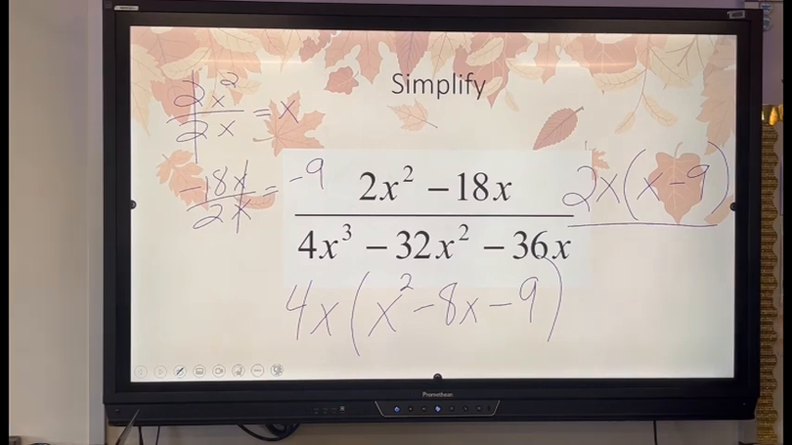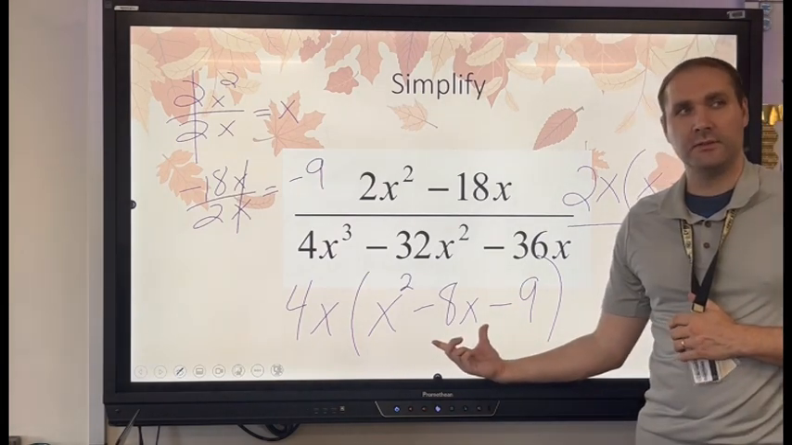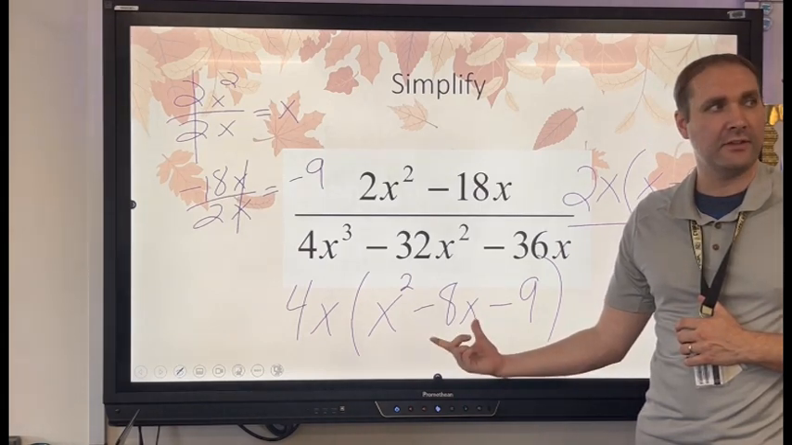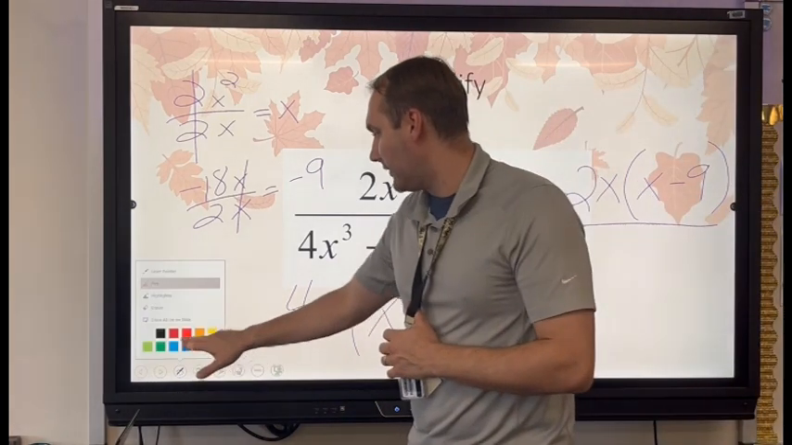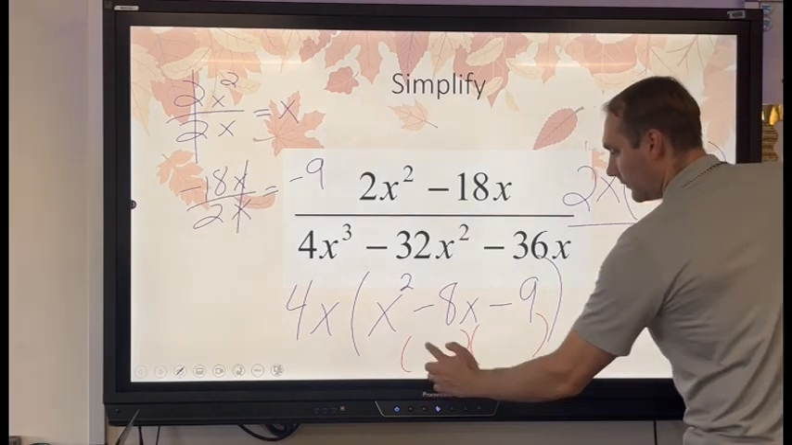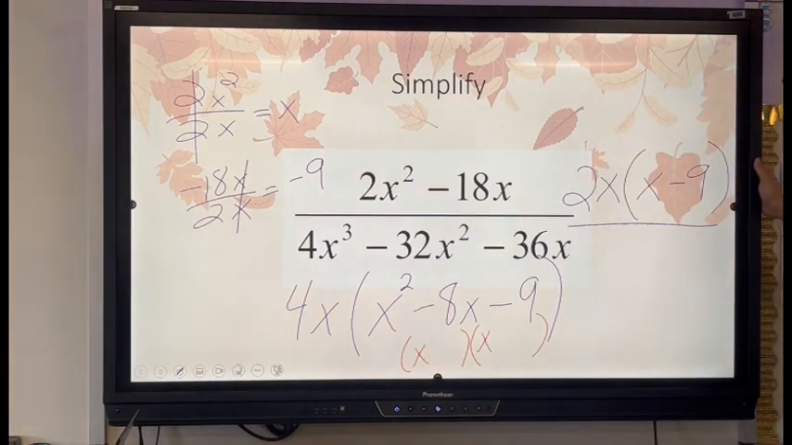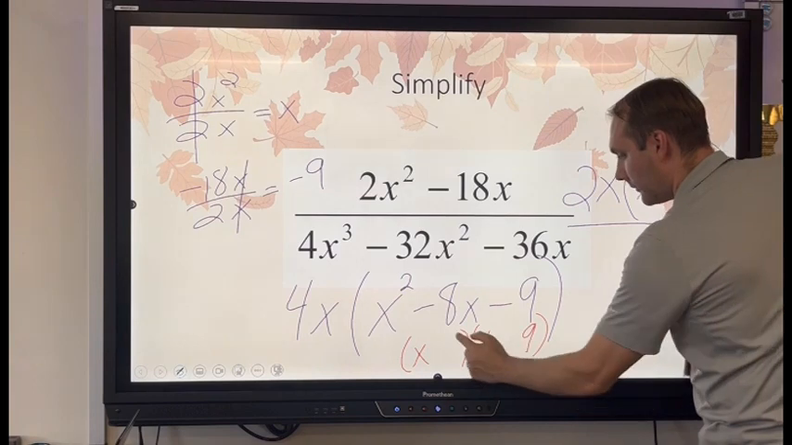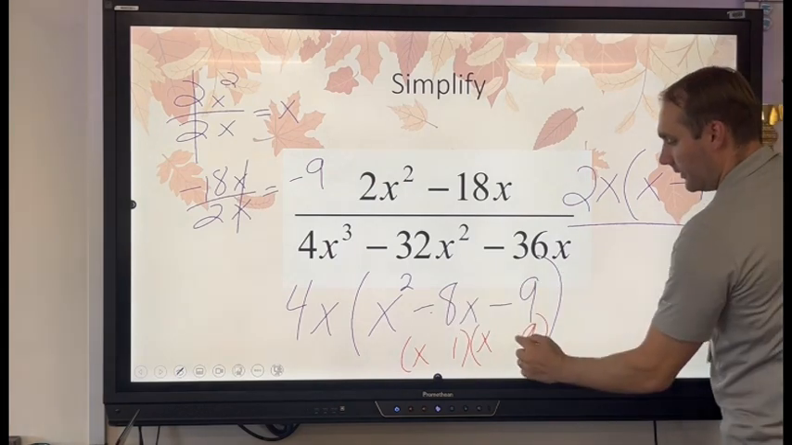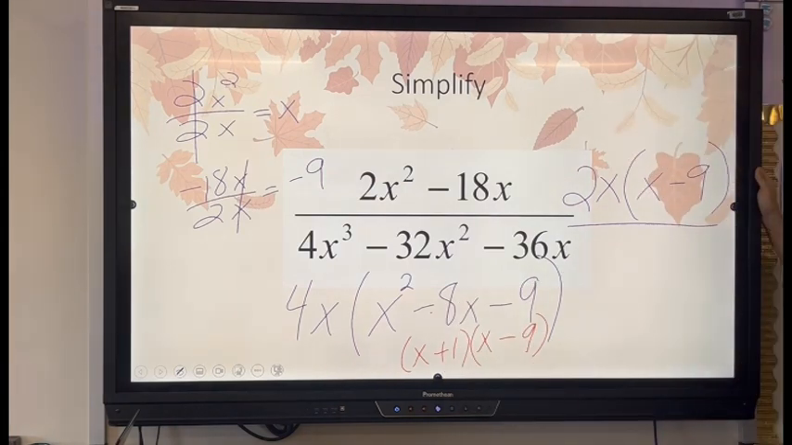Now, some of y'all stopped here. But this polynomial inside, after I factor out my 4x, is not completely factored, is it? I can still factor x squared minus 8x minus 9. How does it factor? Two numbers that multiply to negative 9 and add to negative 8. 9 and 1. Which one of these is going to be negative? 9, the bigger number, which makes this a positive 1.